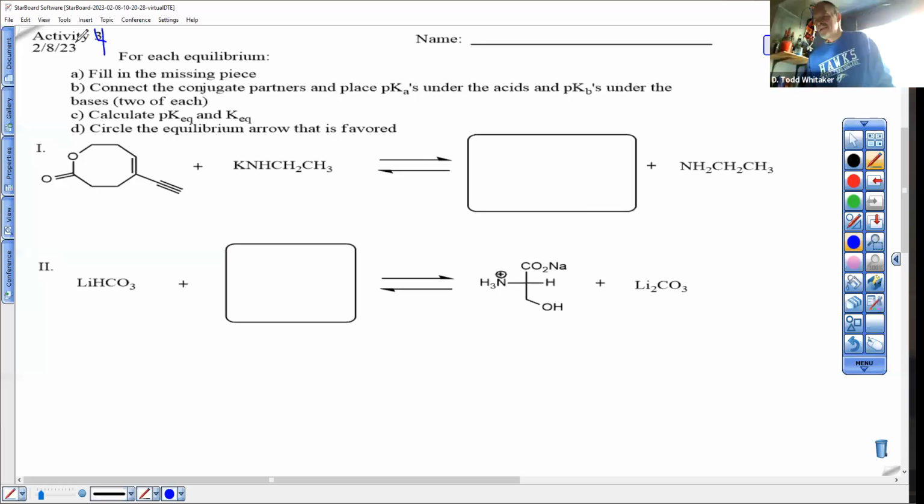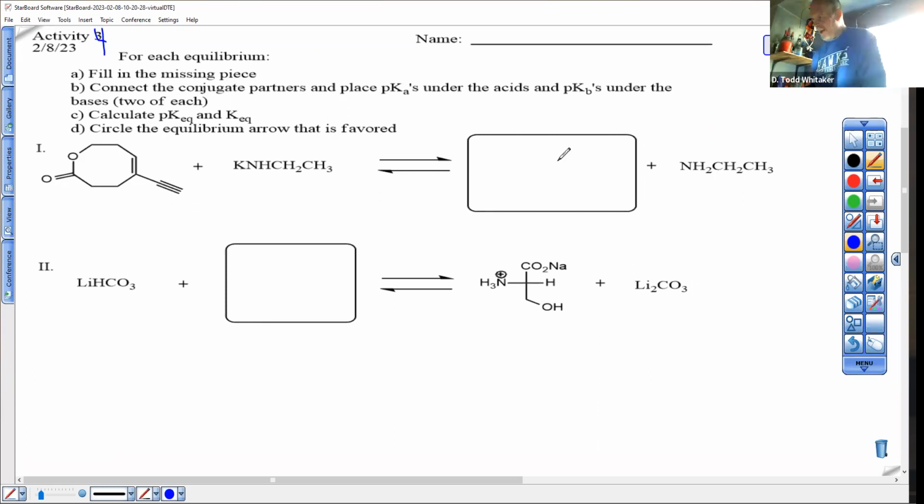All right, everybody, ready for a big finish today? We're going to do activity 4, even though it says activity 3 over here. Activity 4. So we're doing the same thing again, except we're going to fill in a missing piece. This is not as hard as it may appear.